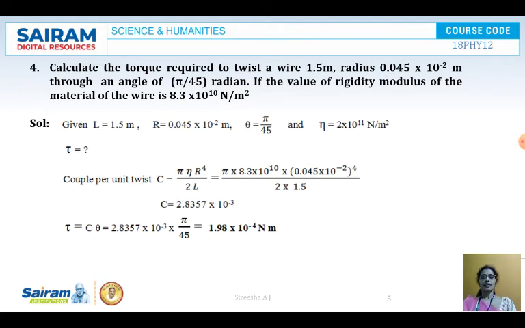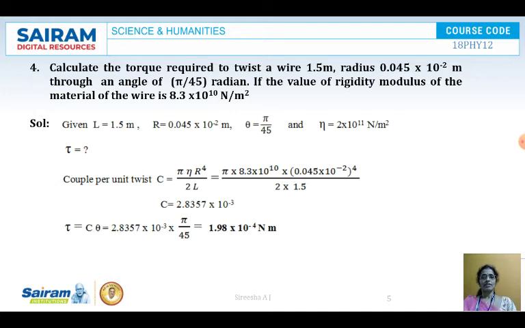Next is calculate the torque required to twist a wire of 1.5 meters, radius 0.045 into 10 to the power of minus 2 meters through an angle of pi by 45 radians. If the value of rigidity modulus of the material of a wire is 8.3 into 10 to the power of 10 Newton per meter square.